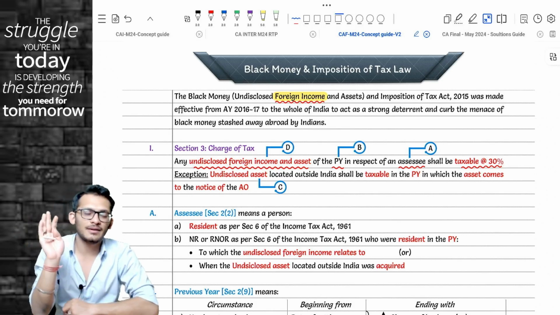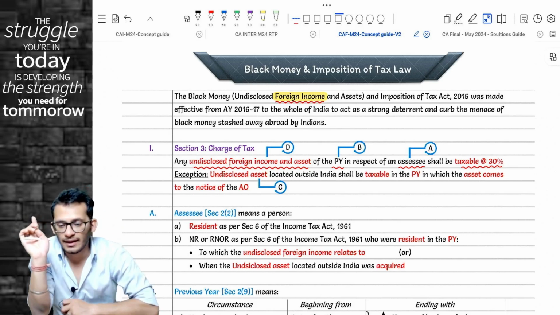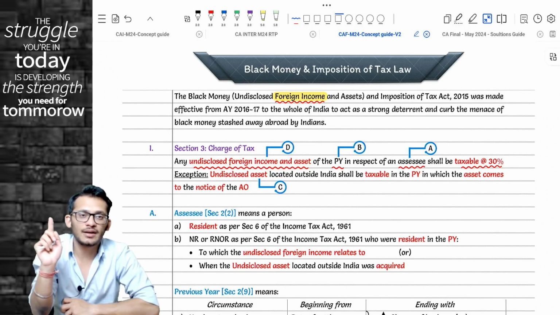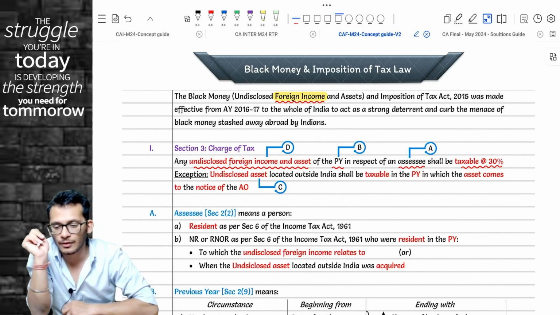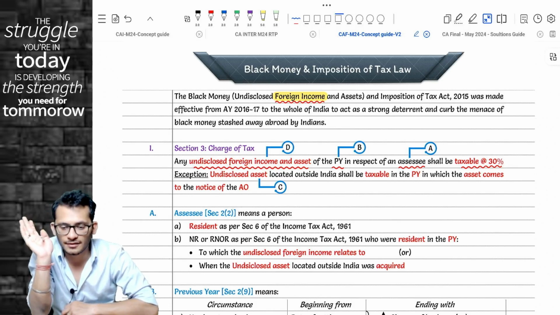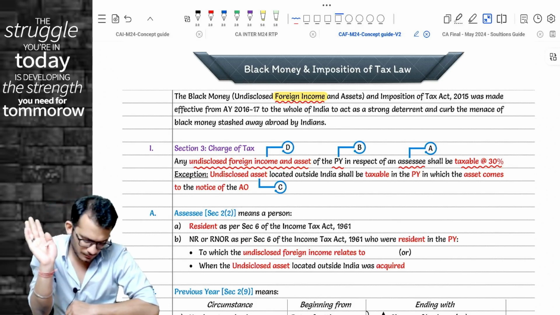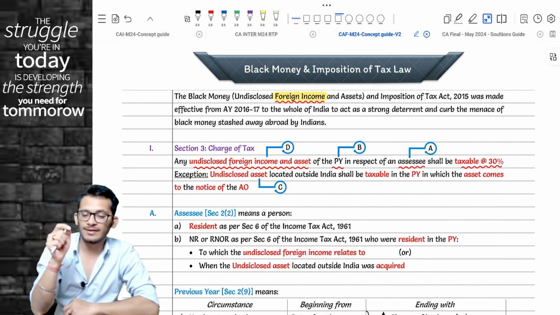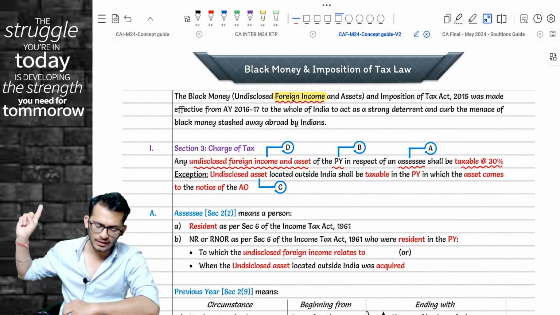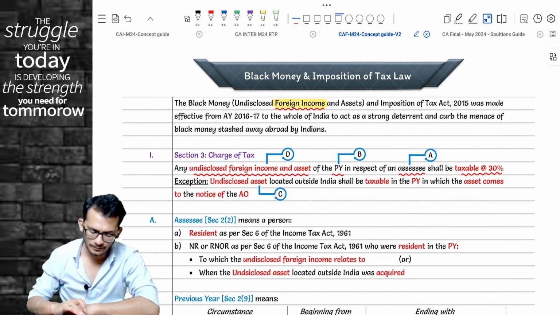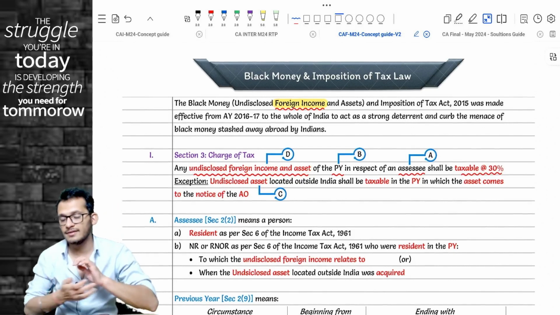Right now, the Black Money Act comes and says whenever you have any undisclosed foreign income or asset, you will pay tax on it at the rate of 30%. Background clear? Yes. Now the question then is, Rahul, you're saying undisclosed foreign income and asset of the previous year.